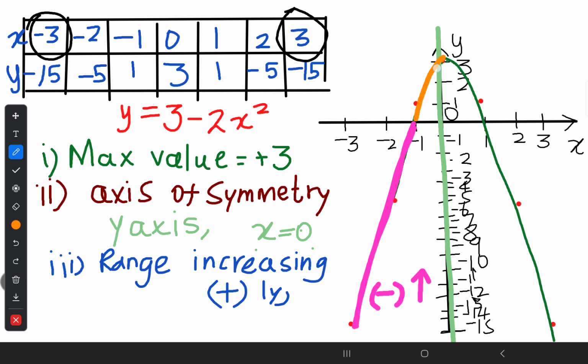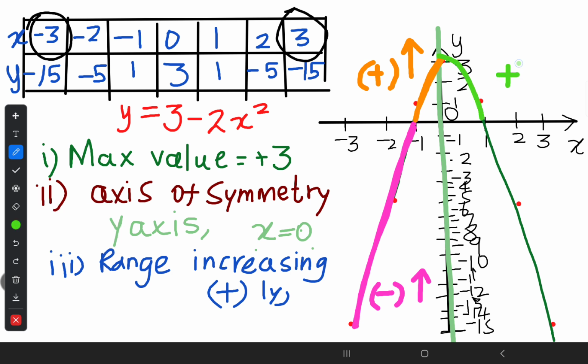Next, let's identify this region. In this region, all the y values are positive. The corresponding y values are 0.1, 1, 2, 3. The y values are positive and also increasing, positively increasing. Third region, this one. Here, look at this.